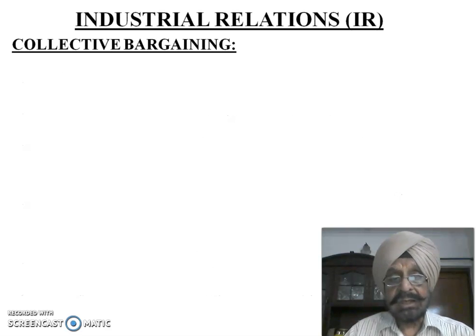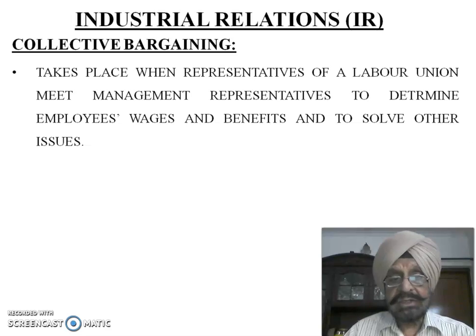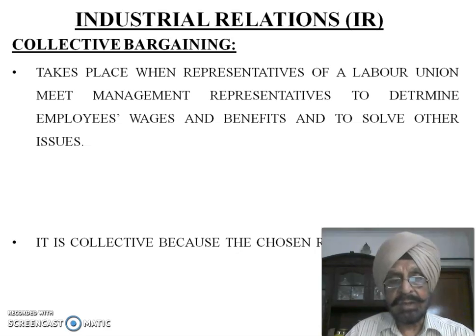Industrial relations, collective bargaining: what do we mean? This takes place when representatives of a labor union meet management representatives to determine employees' wages and benefits and to solve other issues. So collective, that is, on behalf of all the employees there is a trade union, and the trade union has elected representatives from among the employees and they represent the employees, basically to determine wages and benefits and to solve other issues of the employees.